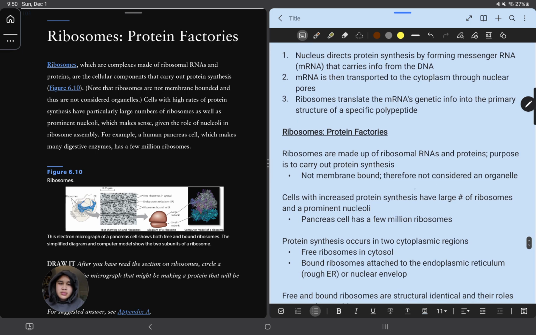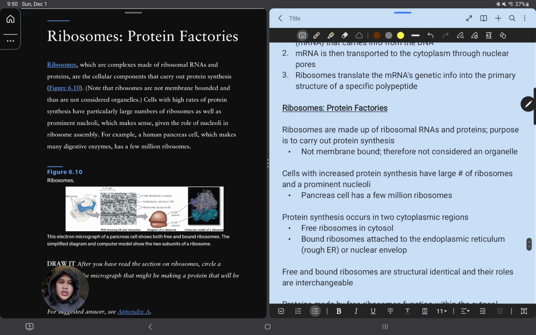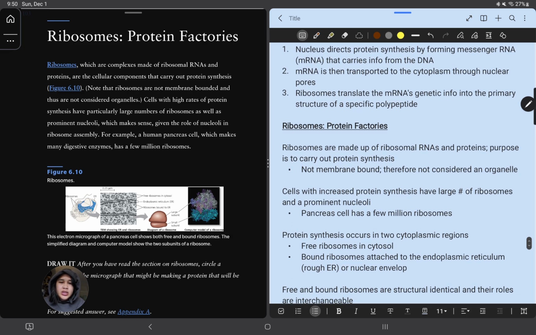Okay, so this is how the DNA turns into a polypeptide. The nucleus directs protein synthesis by forming messenger RNA, mRNA, that carries info from the DNA. mRNA is then transported to the cytoplasm through nuclear pores, and then ribosomes translate the mRNA's genetic info into the primary structure of a specific polypeptide.